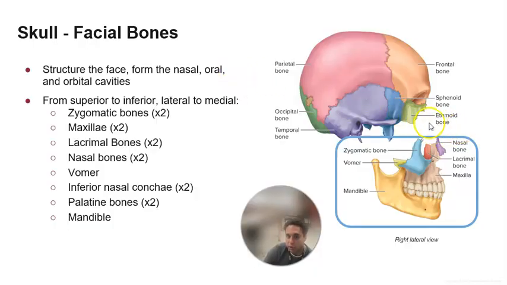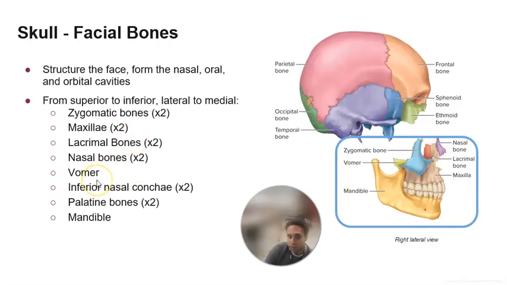Going from superior, meaning above, to inferior, meaning below, and from lateral to medial, we have the zygomatic bones, which are your cheekbones. We have two maxillae, which is everything else below. Then we have the lacrimal bones, which are located within the lacrimal gland, your tear gland. And then we have the nasal bones.